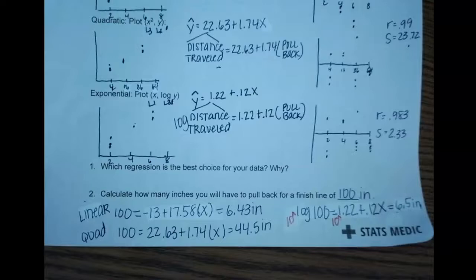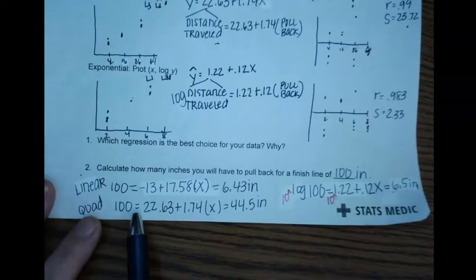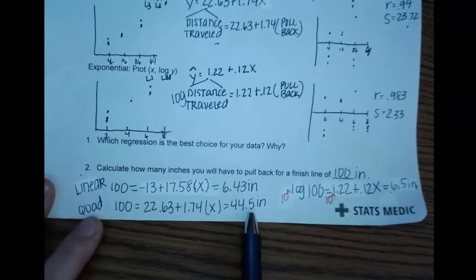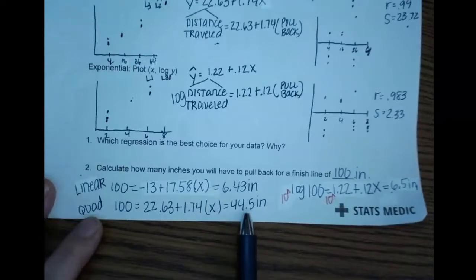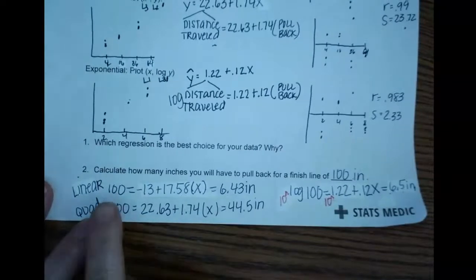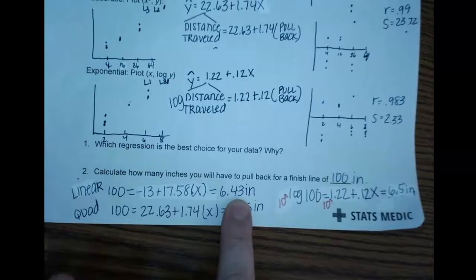Alright, so I have each of our models here and I solved for the pullback distance. And we were saying that standard deviation on the quadratic was really big. Look at the quadratic pullback distance, 44.5 inches. I'm pretty sure you would have broken the toy if you pulled it back that far. So that's another good idea that was maybe not our model that we should use. Using the linear, you should have gotten 6.43 inches.